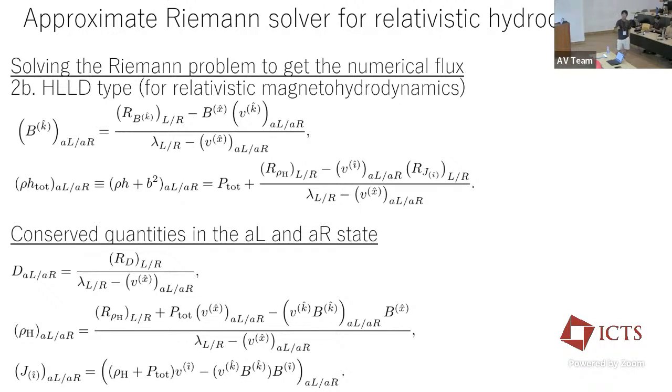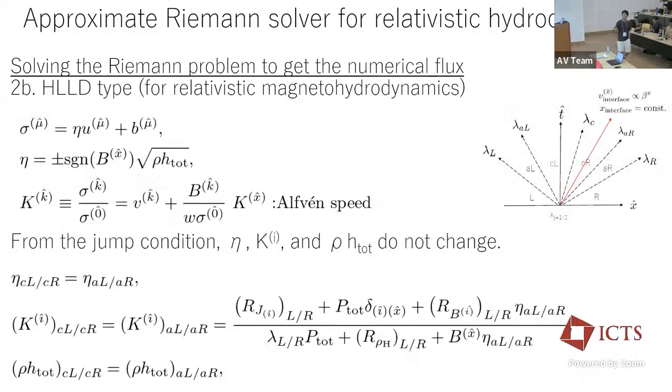Also the total specific entropy in the AL and AR state is given by this equation, right? Given the initial guess of the P total, everything is known. Okay. So now the conserved quantity in the AL and AR state is derived from the Rankine-Hugoniot relation and given like this, right? So now we connected the solution from the L and R state to the AL and AR state. Next is the solution.